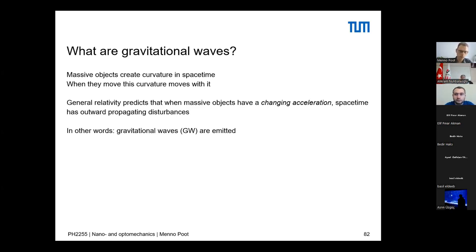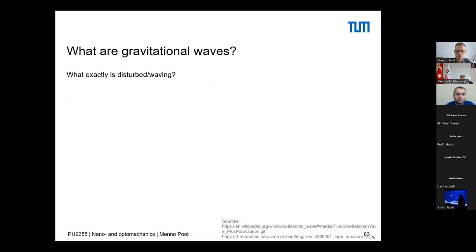So now the question is, of course, well, great that space-time has some disturbances that are propagating, but what are these gravitational waves? In other words, what is now exactly disturbed or waving? Well, it means that if a gravitational wave passes by, then the distance between objects, that is test masses that we can put in our lab, will oscillate when the gravitational wave passes by. And we can measure that using the so-called strain. This is not a physical strain, but it's basically the change in the distance between these objects divided by the distance that they originally had. When we measure the strain, we will be able to detect the gravitational wave.